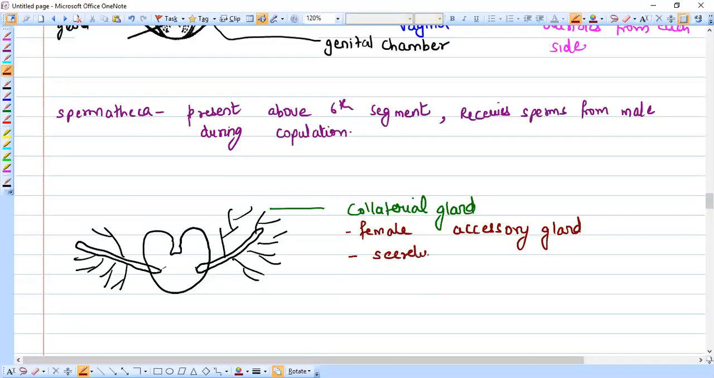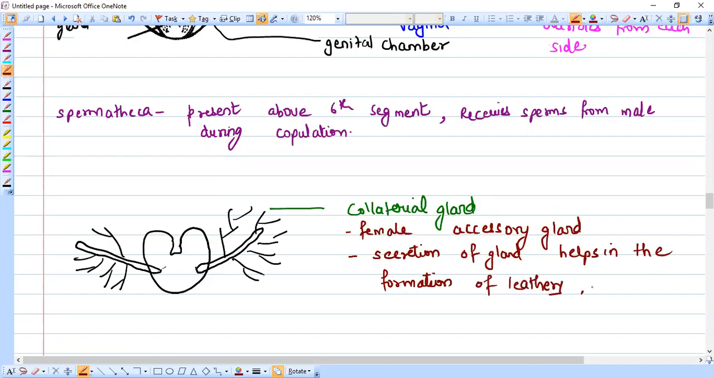So remember, secretion of collateral gland helps in the formation of leathery dark brown egg case. This is very important.